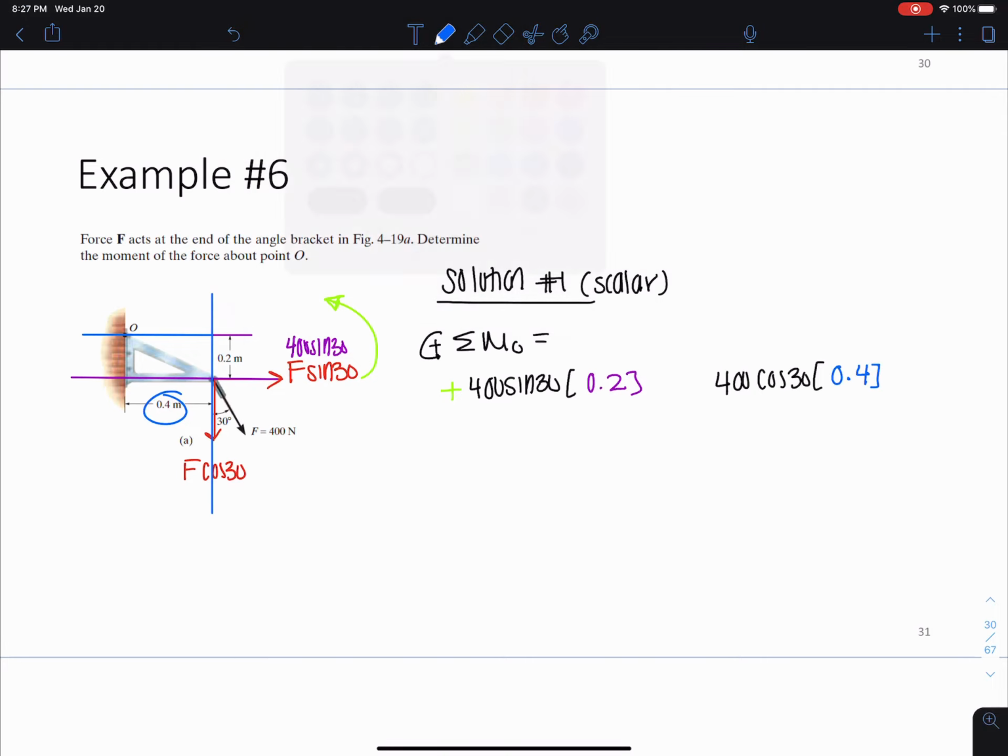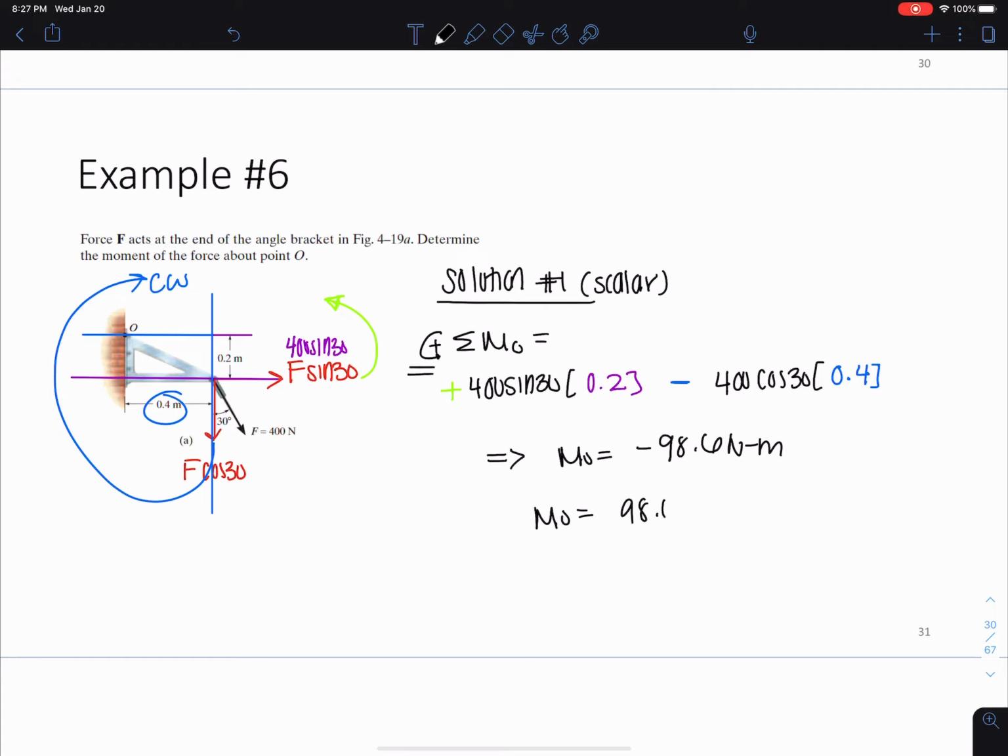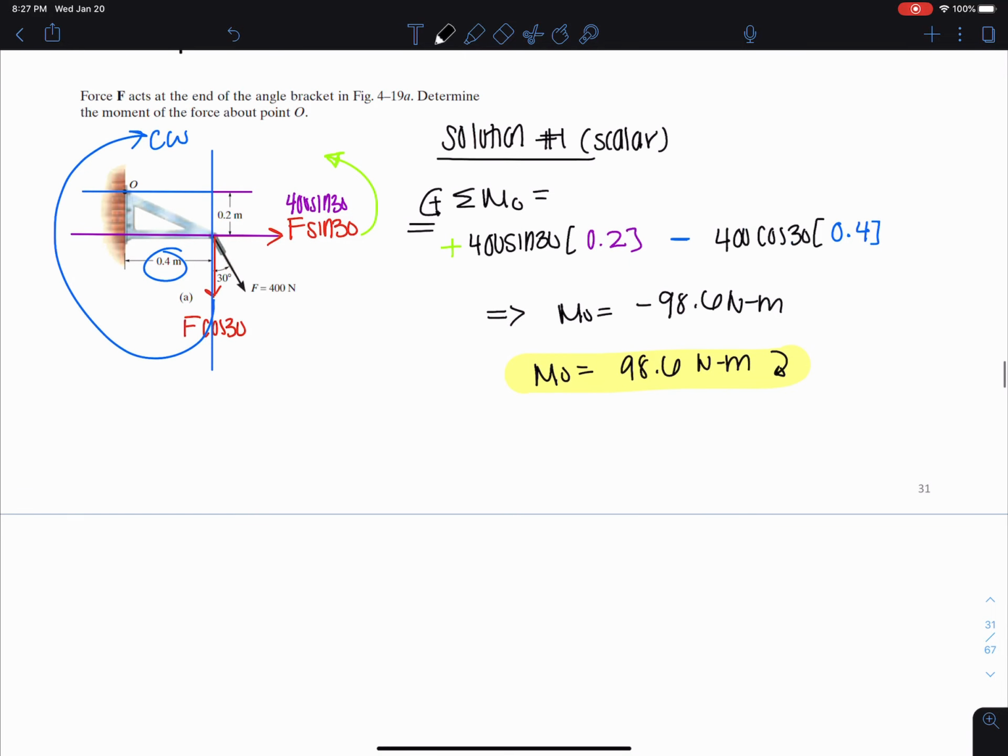And I'm going to be wrapping around in this direction, which is clockwise, so I have a negative there. So here, my final answer is negative 98.6 Newton meters, and I can rewrite this since it's negative and I assume counterclockwise is positive. That really just means 98.6 Newton meters clockwise. And that's my answer using scalar analysis. So I'm going to show you how to also do this using vector analysis now.